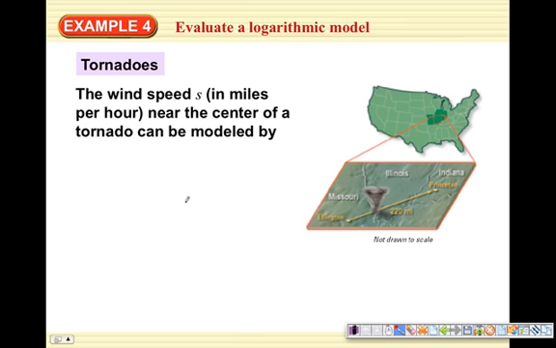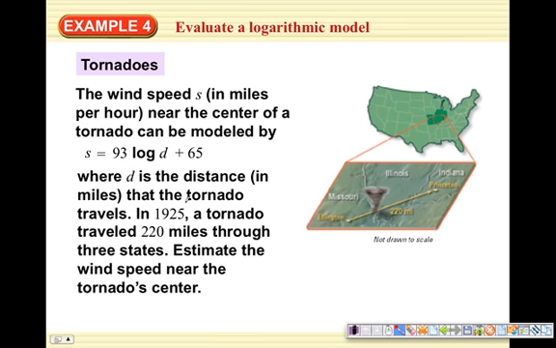Example 3 is done just using a calculator. Example 4, a little word problem. It gives you this model, this equation. It tells you wind speed S. So S right here is your wind speed in miles per hour, near the center of a tornado, and can be modeled by this function. Now what is the base of the log here? You don't see a base, right? There's no little number. So base is 10. We just don't write it.